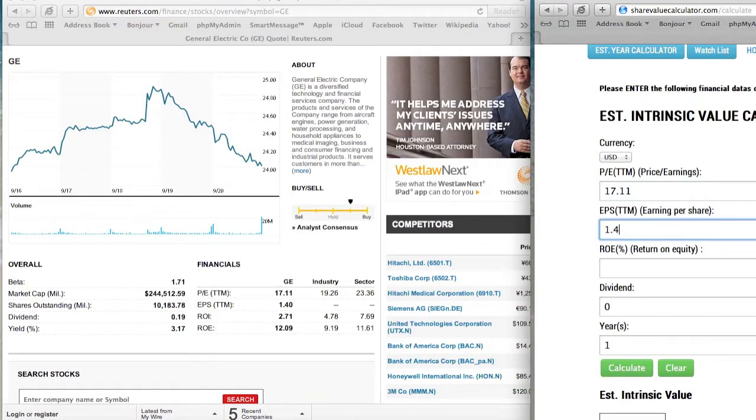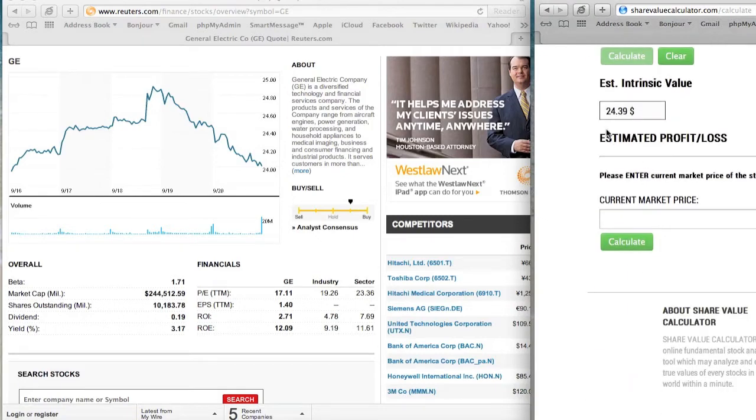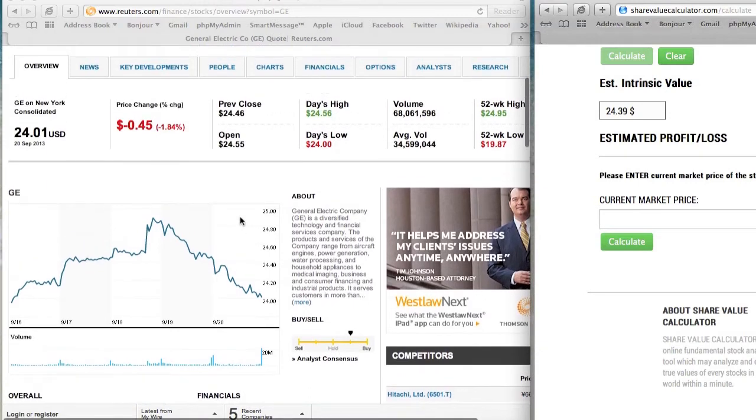It's safer to enter the data manually. You will be sure that nobody will manipulate your valuation with other variables such as current or previous lowest or highest stock prices. As you may see, Share Value Calculator found out the estimated intrinsic value of GE as $24.39. Let's check for the current market price of GE once again.